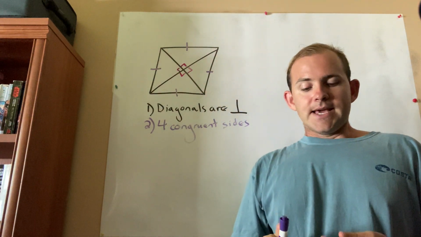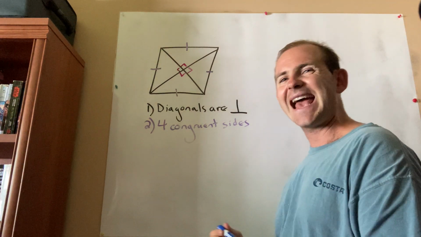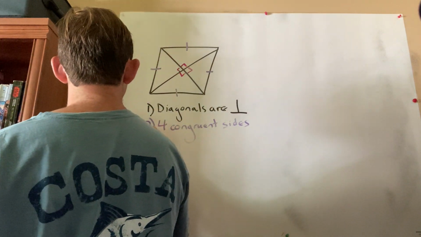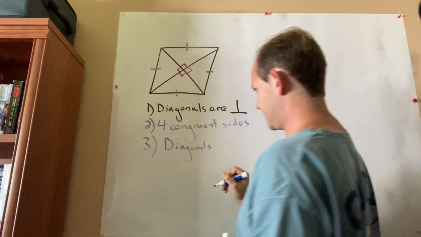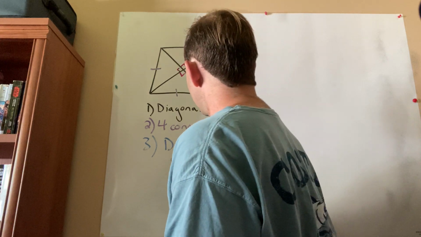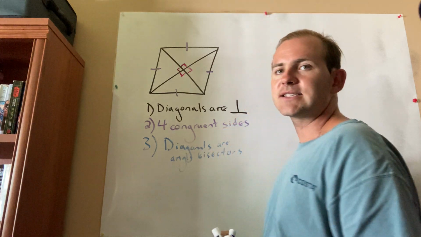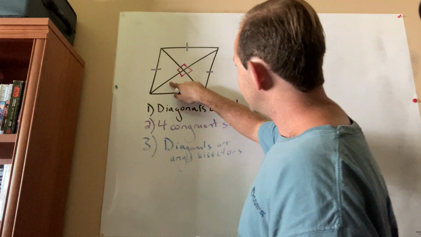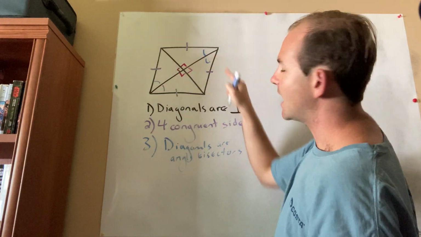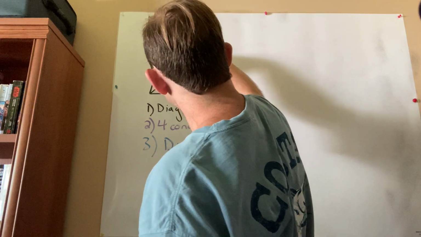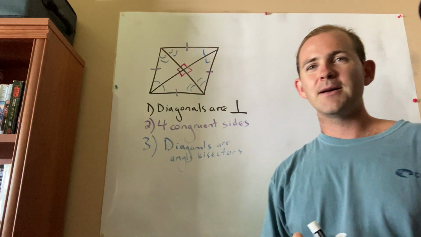All right. Last but not least, the diagonals, not only are they perpendicular, but they happen to be angle bisectors as well. Let me show this, okay? Diagonals are angle bisectors. What does that mean in the context of a diagram? Well, it means that this right here is going to split this angle into 2 equal parts. Notice I use the same tick marks because these opposite angles are congruent. And then this one is going to split each of these angles into 2 congruent parts.